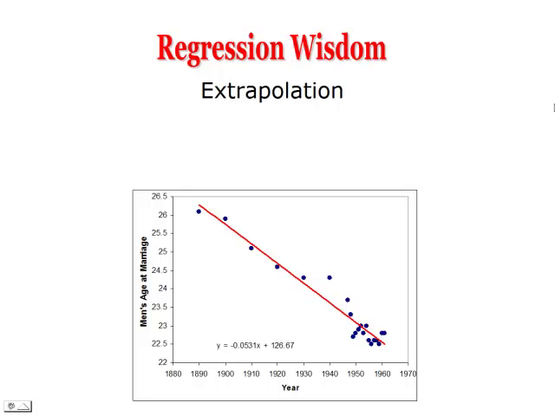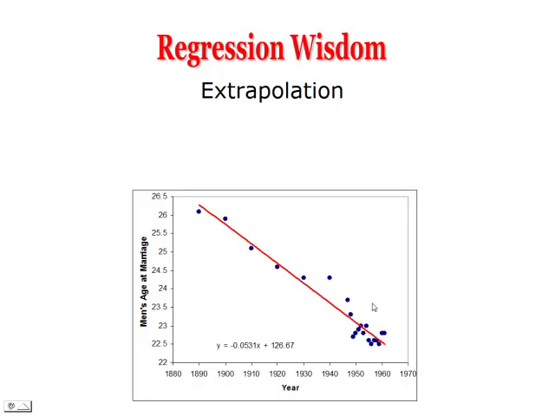Today we're going to talk about regression wisdom. One of the things that you need to be concerned about is extrapolation. Let's look at the following scatter plot. On the x-axis we have year, and on the y-axis we have the men's age when they first get married. You can see that as the years have progressed, the age in which men first marry has decreased.